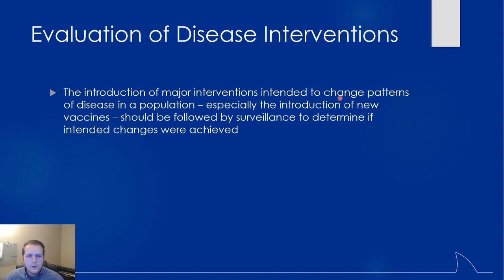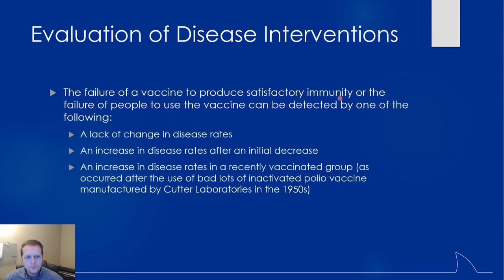And so typically the introduction of new major interventions that try to change patterns in a population, so say if we were to introduce a new vaccine or something, those are also things we want to try to surveil to see, are we noticing the intended changes that we're looking for? Are we seeing the numbers actually go down after we introduce the vaccine? Now, if we were to see a failure of the vaccine to produce any sort of satisfactory changes in terms of the actual incidence, it could be seen by one of the following things, right?